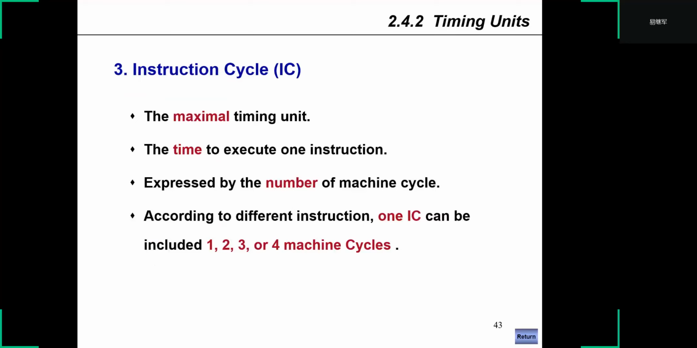Instruction cycle, the maximum timing unit, the time to execute one instruction, expressed by the number of machine cycles. According to different instructions, one instruction cycle can include 1, 2, 3, or 4 machine cycles.